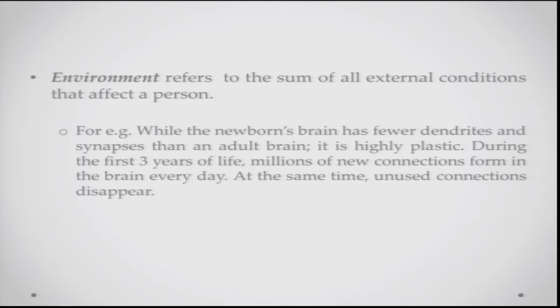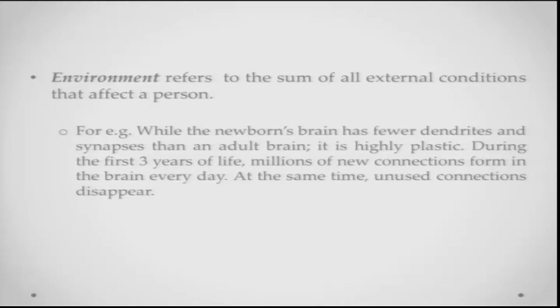As the child grows, during the first 3 years of life, millions of new connections are getting formed in the brain every day. How are these connections being formed? These connections are being formed in response to whatever the child is learning, whatever he is experiencing, how he is interacting with the environment. At the same time, as the child grows up, a lot of unused connections disappear. A lot of things that the child has not really interacted with, has not really grasped, those redundant connections get pruned away, they are not there anymore.